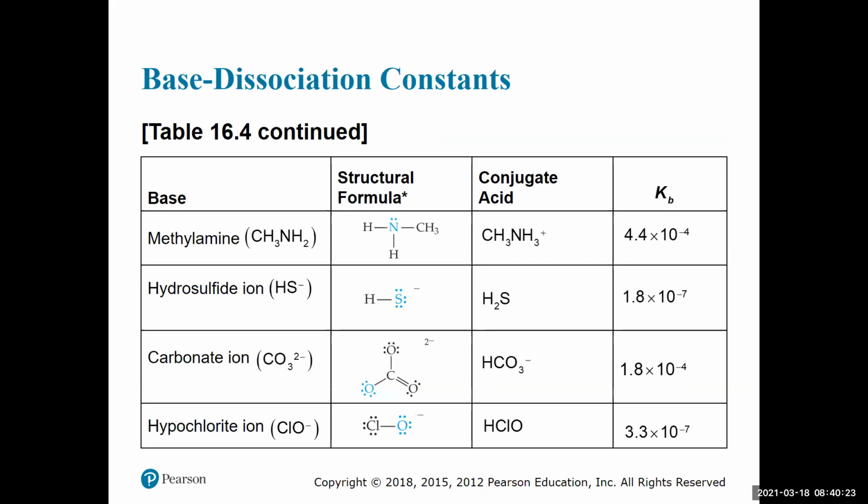Here's some more. We see methylamine at 10 to the minus fourth. That's a little bit stronger, weak base. And then we see some non-amine type. So there we have the conjugates of some weak acids.